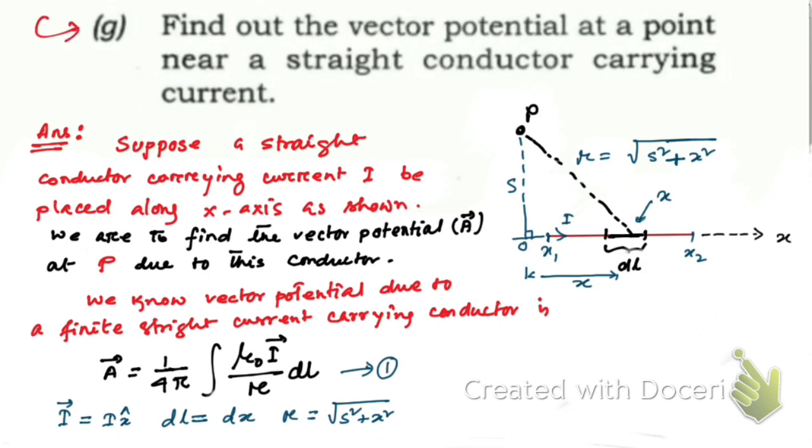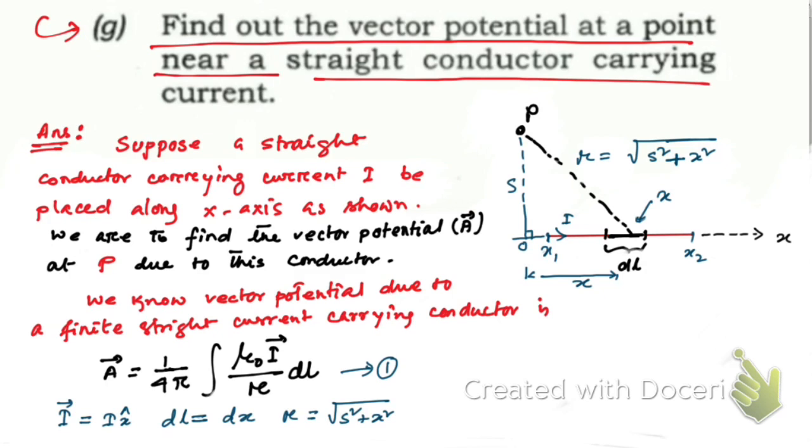So here is the next question. Find out the vector potential at a point near a straight conductor carrying current. So we have taken a conductor. This is the conductor I have taken. This point is suppose x1, this point is suppose x2 from the origin O, and this point P is at a distance of s from the origin O, and I have taken the conductor along the x-axis, and R is the distance from a very small current element.